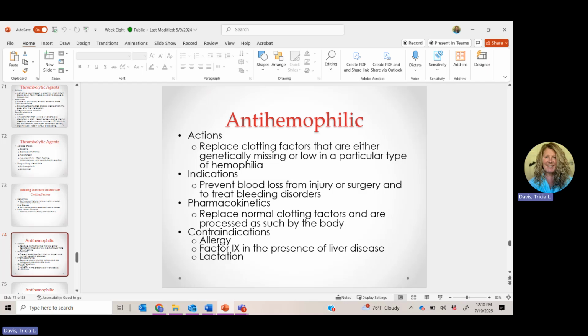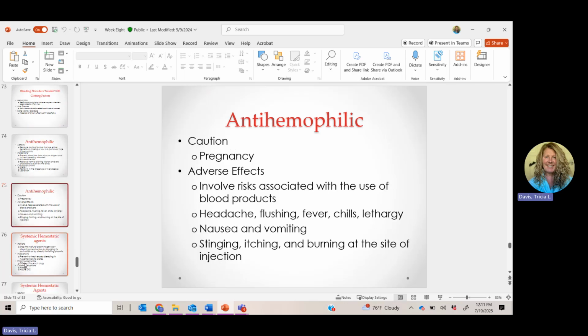All right, we have our anti-hemophilic medications. So these replace clotting factors that are genetically missing or the body just doesn't make enough of. We would give them to prevent blood loss from injury or surgery and to treat just your regular bleeding disorders. We have to be careful with pregnant people, increased risk associated with the use of blood products. Patients might develop headache, flushing, fever, chills, nausea, vomiting, stinging and itching at the site.